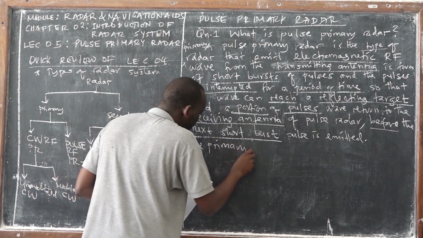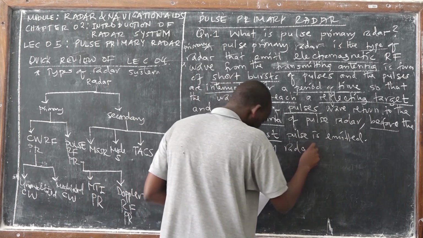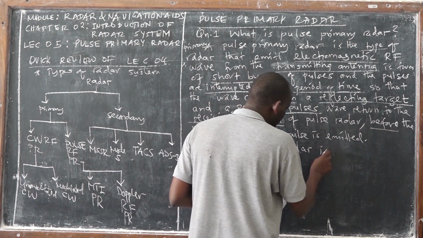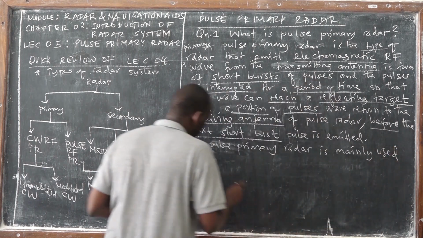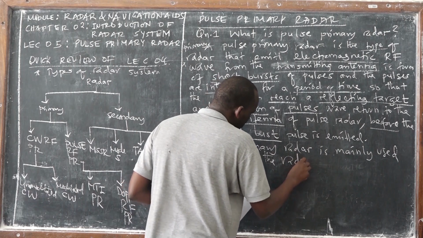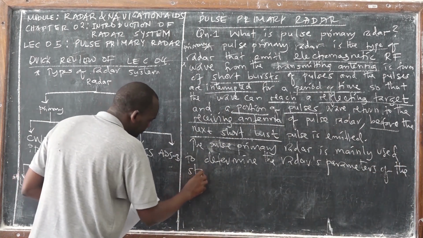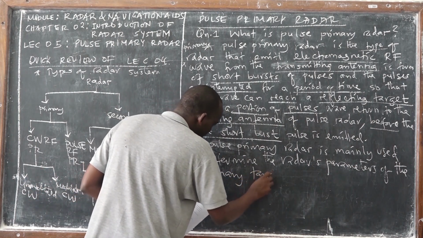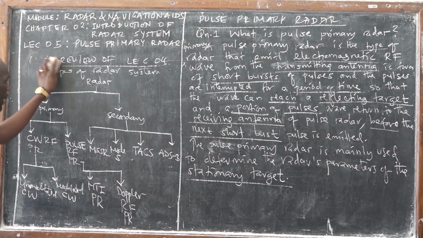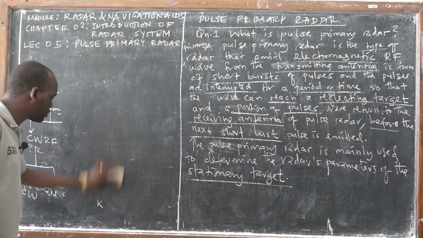The pulse primary radar is mainly used to measure, to determine the radar parameters of the stationary target. This is good, because we have stationary targets and also we have moving targets. So the pulse primary radar is used in determining radar parameters of the stationary target.